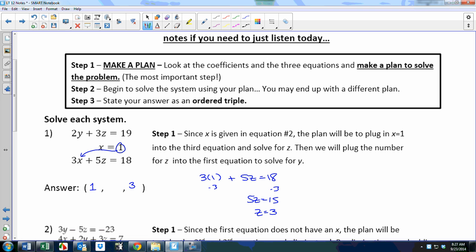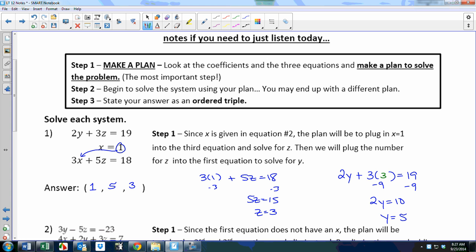And the last one, the plan said once I've got z, I'll take it and put it into the first equation. So 2y plus 3 times z equals 19, and we just found out z was 3. So we'll subtract 9. 2y equals 10, so y is 5. Our ordered triple is 1, 5, 3.